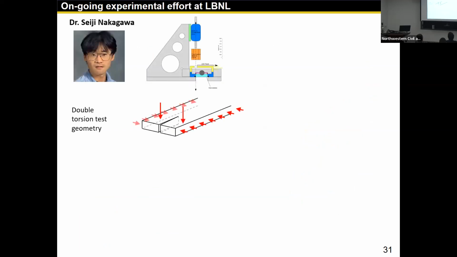And I want to highlight this work is a collaborative work with Lawrence Berkeley National Lab. They're a group that is actively doing experiments to complement our theory. This is Dr. Seiji Nagakawa, one of the best rock mechanics experimentalists I've ever worked with. He's developing his own double torsion test that is able to not only load it to cause cracking, but also apply a lateral stress to cause healing. So he can study two processes in one setup.